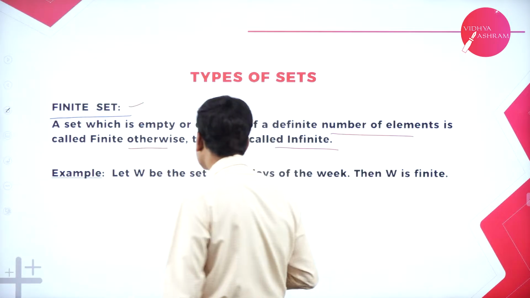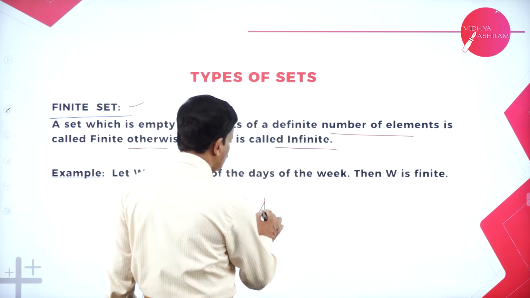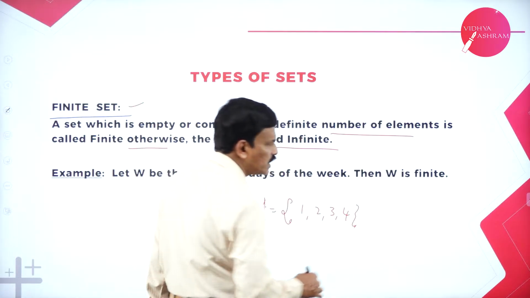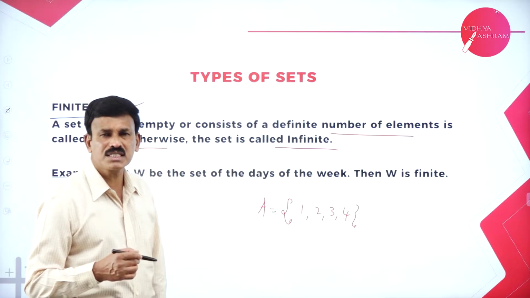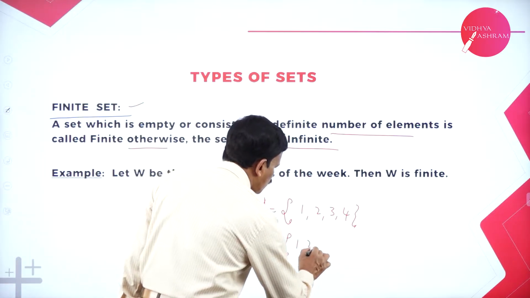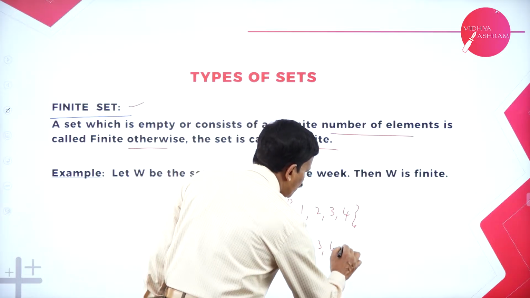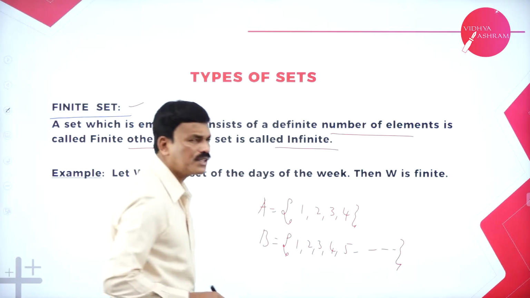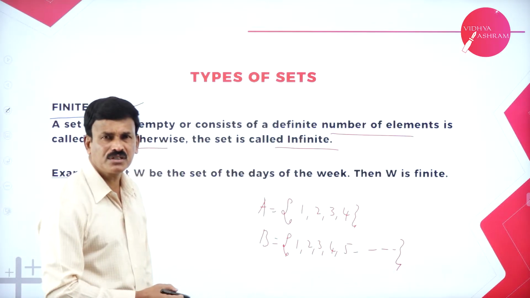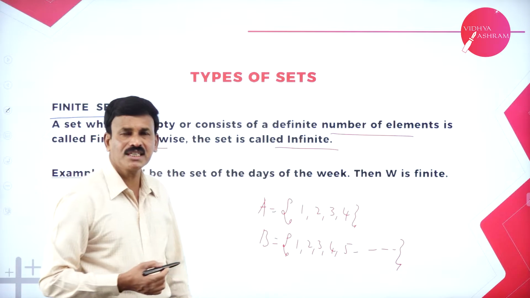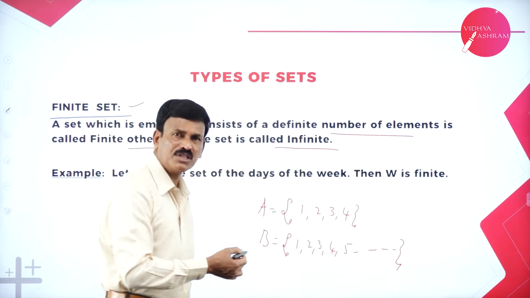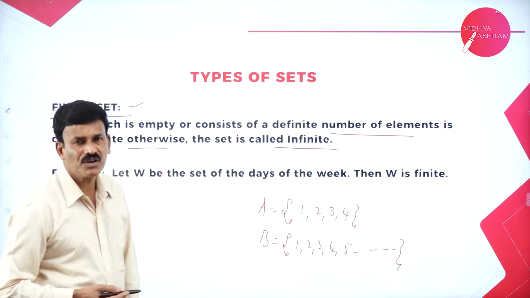So, for example, let A be the set of elements 1, 2, 3, 4. The set of natural numbers less than 5, that is 1, 2, 3, 4, is a finite set. Suppose I write another set, B is equal to 1, 2, 3, 4, 5, and so on. This is an example for an infinite set. Here the number of elements is infinite, we cannot count. Whereas in the first set, the number of elements is finite. There are 4 elements. So, you can say it is a finite set.